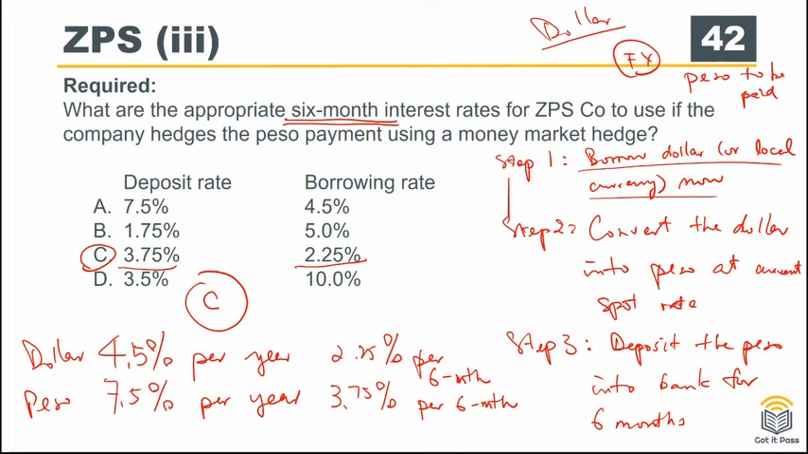Okay. So some students, for example, are careless by taking option A, because it's the full year interest rate. So it's not correct here. We are required to work on the 6 month interest rate only.